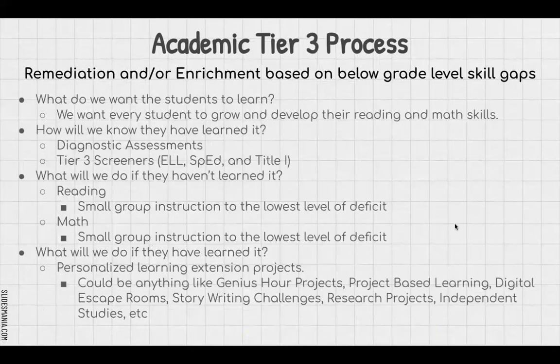And finally, the tier 3 process. What do we want students to learn? We want them to grow. We want them to be able to develop their reading and math skills, and any other skills. This doesn't necessarily have to be for reading and math. It can be for any type of special classes. It can be any type of gifted classes, anything. But we want them to be able to grow and develop at their pace and level.